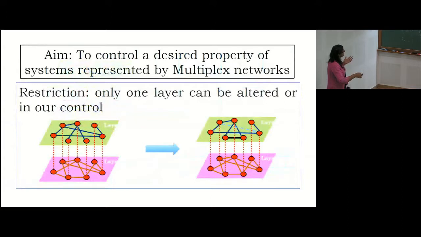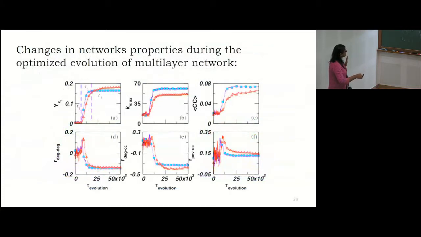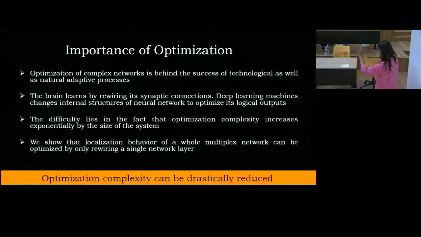So the same thing which I have just described: only one layer can be altered or is in our control, like you have one accessible layer where we can rewire, and one layer remains fixed. Only this layer we are rewiring, and the same result, PV thing. Now you can see, if we rewire only one layer, we still get the same result as when we are rewiring both the layers, okay? So we can actually control the localization properties of the entire multiplex network just by rewiring only one layer, and you can see it is working very well. This is for both layers and this is for a single layer. We can achieve PV localization as efficiently as rewiring both layers.